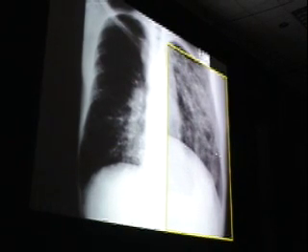You can see some septal lines running along here. This is another disease that causes lots of septal lines. This is so-called lymphangitic spread of tumor. What should you know about lymphangitic spread of tumor? Well, first of all, you can see it with adenopathy and with pleural effusion. It's a pretty easy diagnosis.